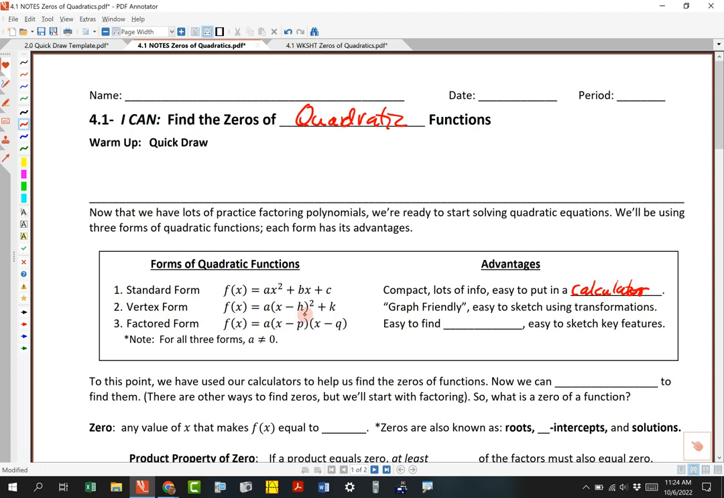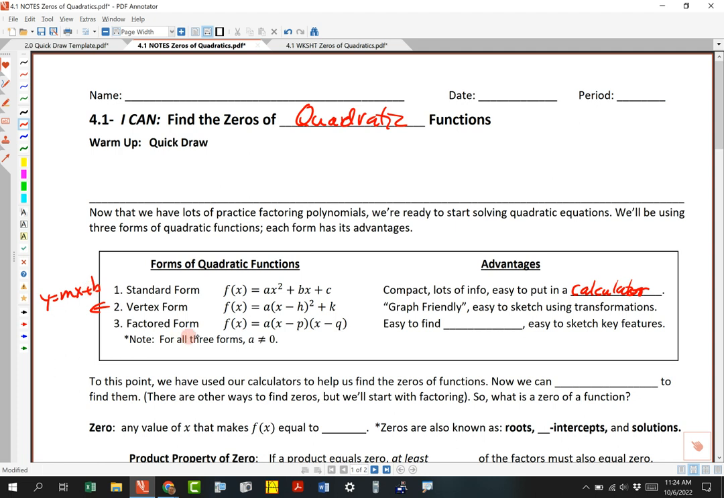This is what we call vertex form. Vertex is a graph-friendly form. It makes it easy to sketch and do transformations. This right here is the equivalent for me of y equals mx plus b when we're talking about linear. We did a lot of studying of linear functions and y equals mx plus b. If it's in that format, we can graph it really quickly. If we put a quadratic function in vertex form, we can graph it really quickly. It's a nice graph-friendly form.